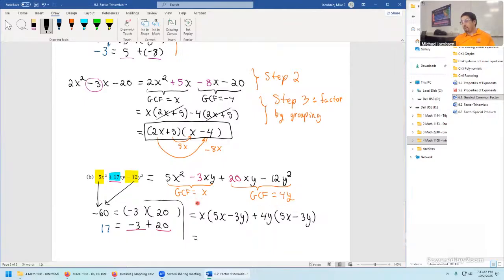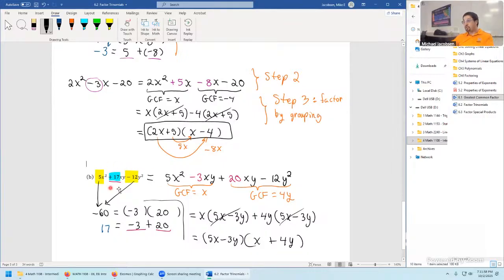Once we're there, factoring by grouping is over. Just go 5x minus 3y. We're factoring it out so it cancels. That same kind of visual pattern, just to help us grab the x plus 4y. At this stage, we've got it, folks. x plus 4y times 5x minus 3y.